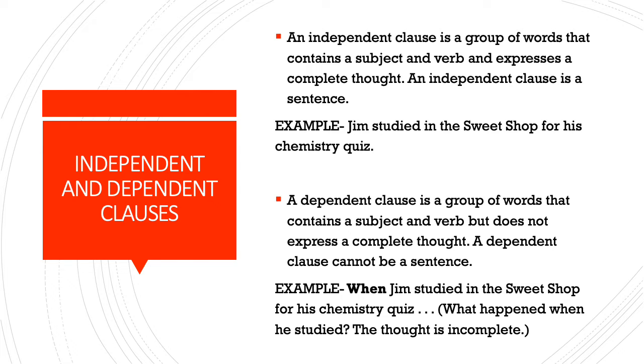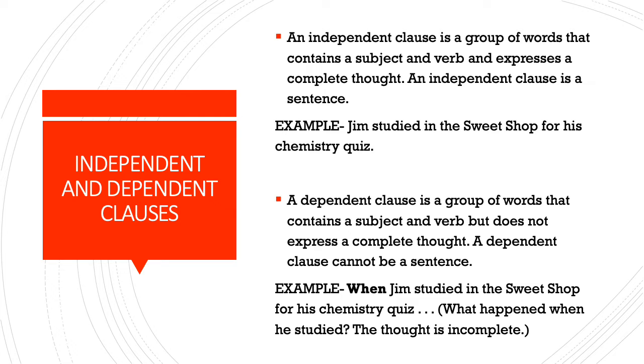Now coming to independent and dependent clauses, the two types of clauses. What is an independent clause? An independent clause is a group of words that contains a subject and a verb and expresses a complete thought. An independent clause is a sentence. Again, a clause we know already. It has a subject and a verb, and it does not require any other additional word to support it. The meaning of the clause is complete in itself. It can stand alone on its own.